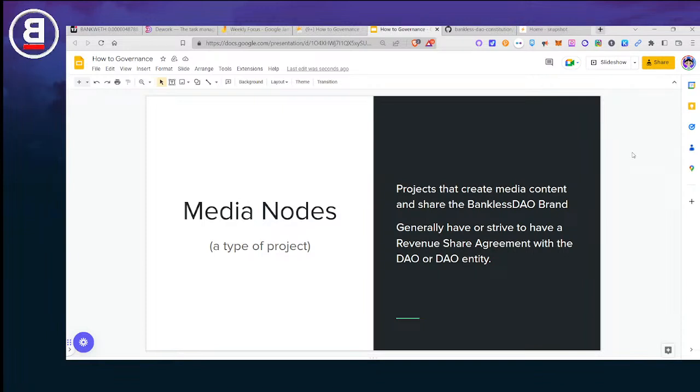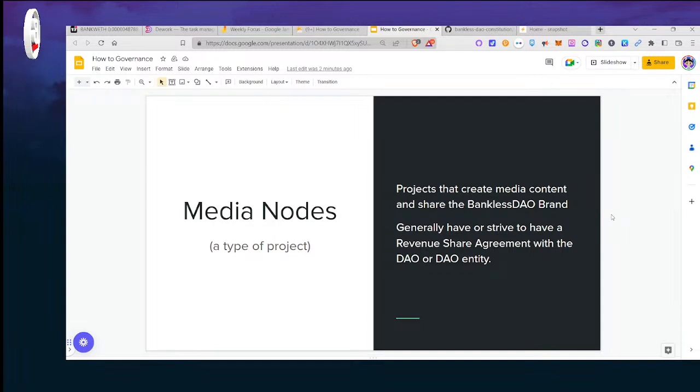Projects don't necessarily have some type of revenue model associated with them. Some projects do have revenue models associated with them, and they create content and social media. Again, we are a media DAO. A common type of project within the DAO that generally has some type of revenue aim is called media nodes. These are projects that specifically create media content and share the BanklessDAO brand. Generally, they strive to have that revenue share agreement, but we're still figuring out how to do that.